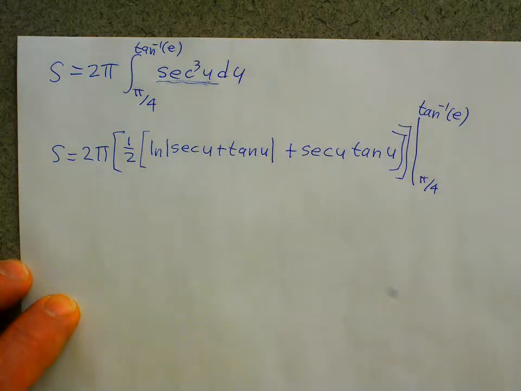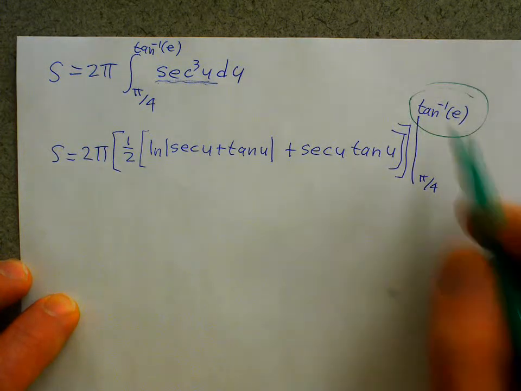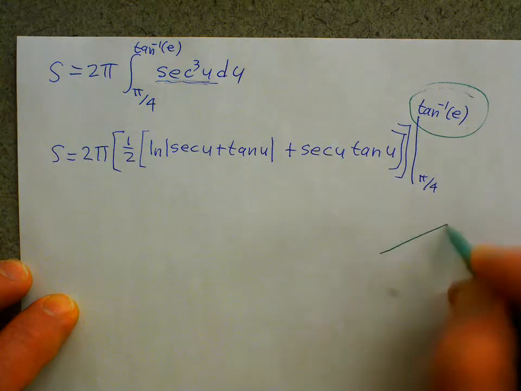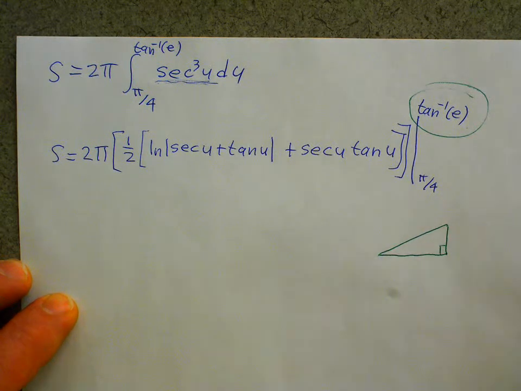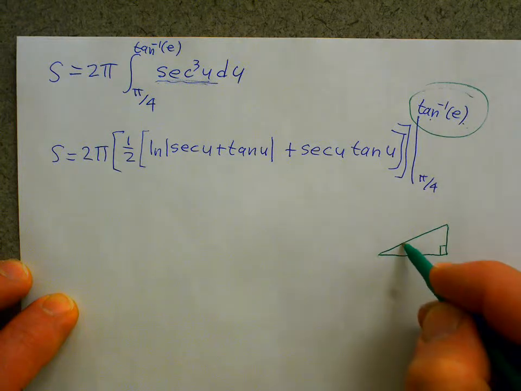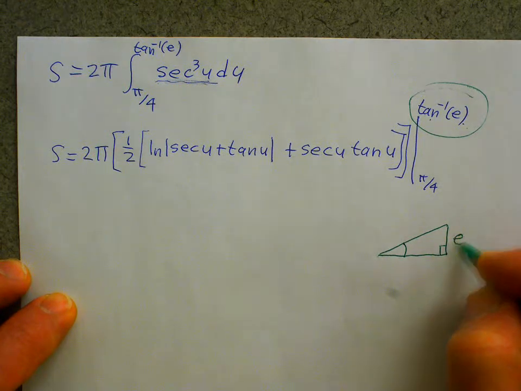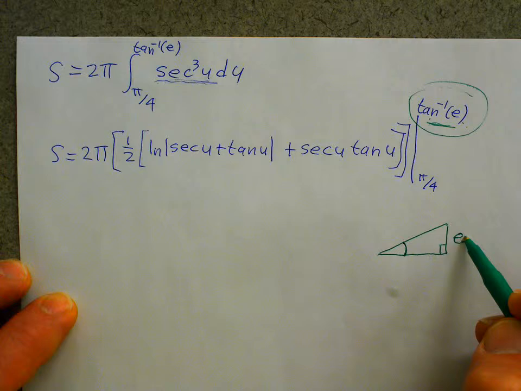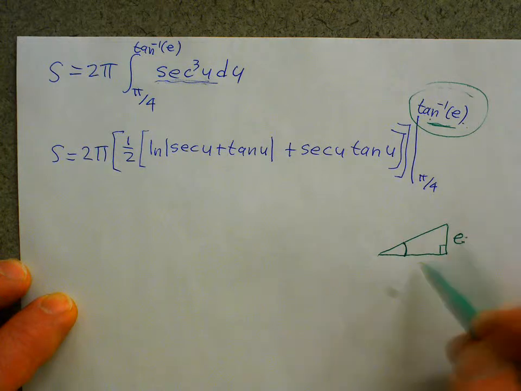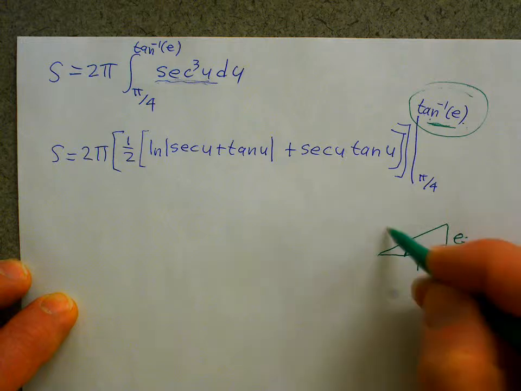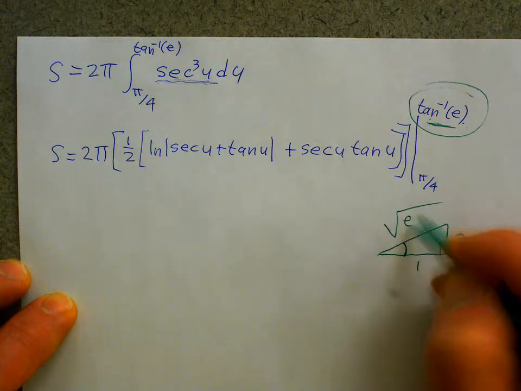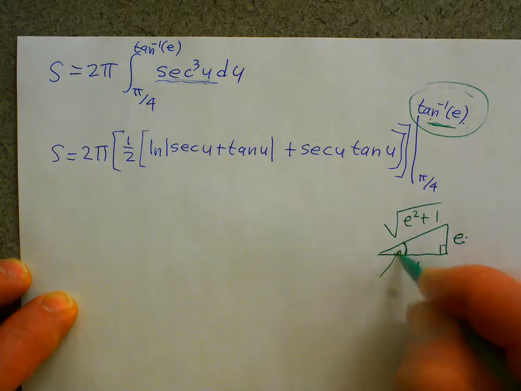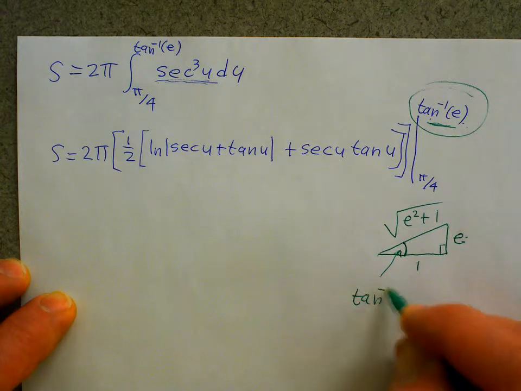Okay, let's do some right triangle trigonometry. If u is the inverse tangent of e, what does that mean? The inverse tangent of e is the angle whose tangent is equal to e. So if this is our angle and the tangent is e, then opposite over adjacent is e over 1, and the hypotenuse is the square root of e to the second plus 1. So this angle right here is the inverse tangent of e.